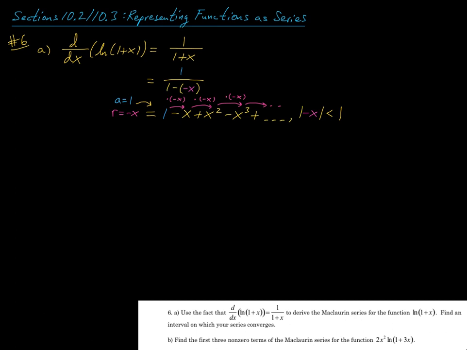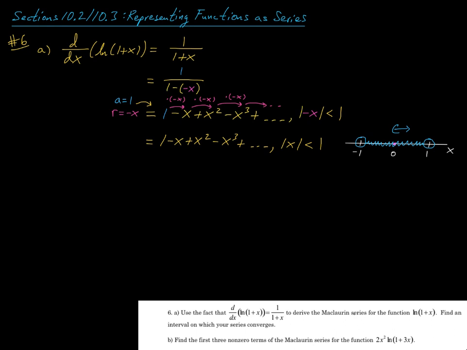Okay, now note that the condition here that negative x in absolute value is strictly less than 1 is equivalent to just saying that x itself in absolute value is strictly less than 1. And so altogether here, we're saying that the derivative of the natural log of 1 plus x is equal to this series, 1 minus x plus x squared minus x cubed, and so on, on this interval where x is strictly less than 1 in absolute value. Okay, and I've drawn the interval off to the right. Okay, so that's all fine and good, right?